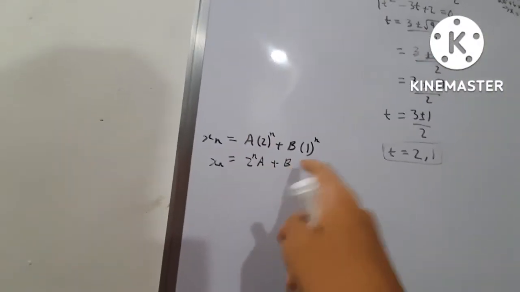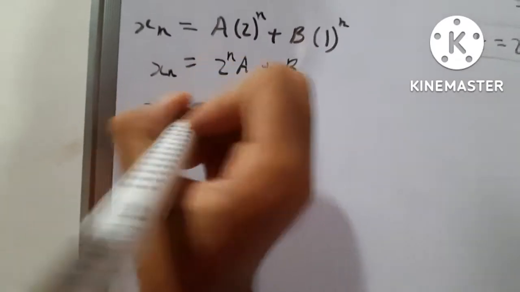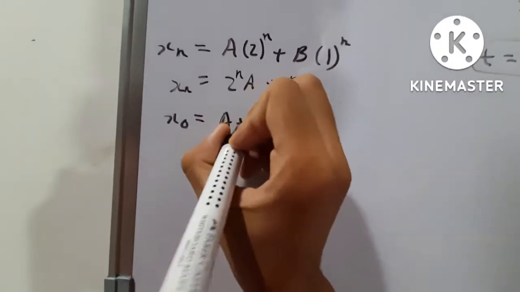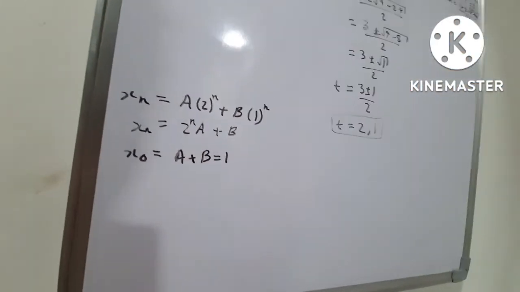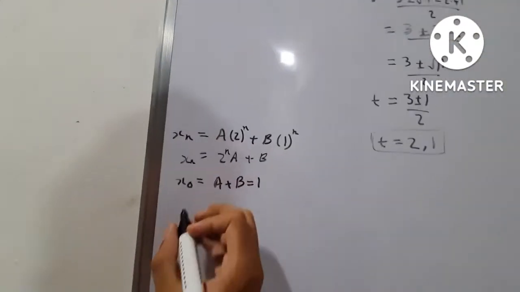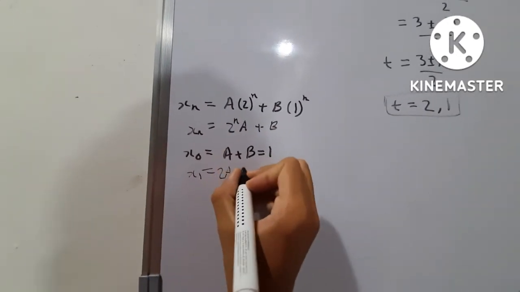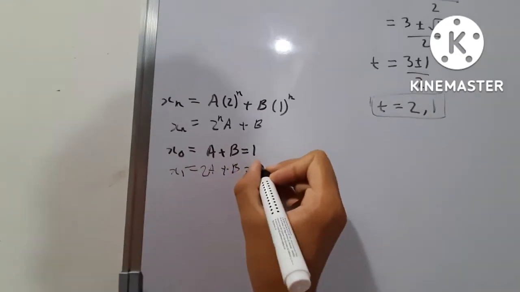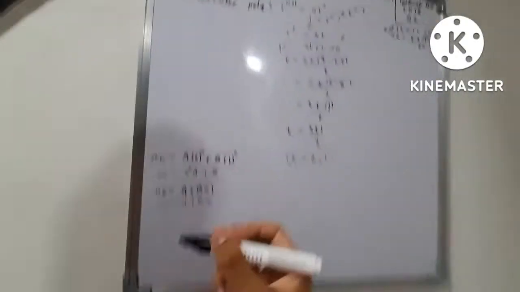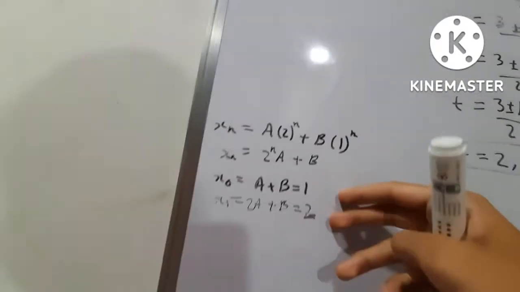Now how we solve for a and b is using the initial values given. So for n equal to 0, x_0, that's 2 to the 0, which is 1. So a plus b is equal to 1. Yeah, it's given up here. Okay, then x_1, that's going to be 2a plus b, and what's x_1 equal to? That's equal to 2, right? And now notice that we have two variables and two equations.